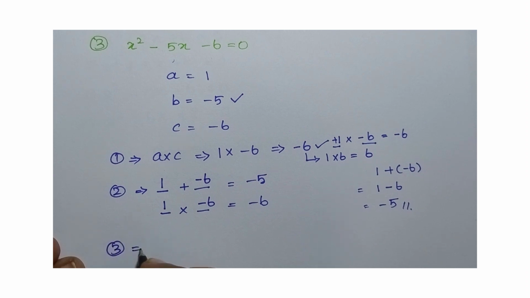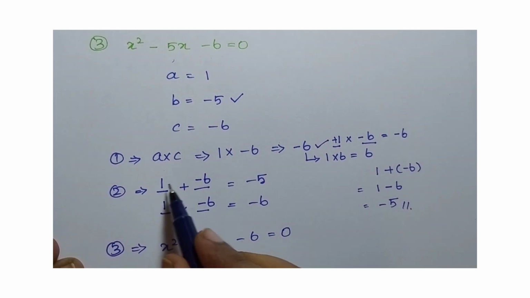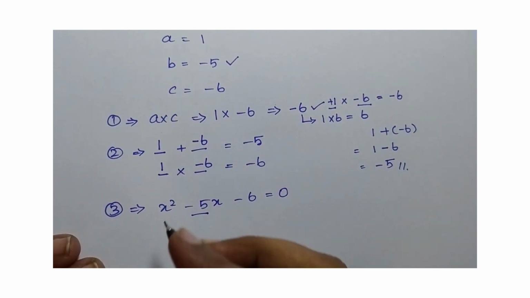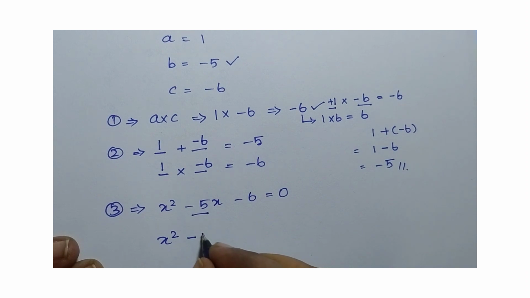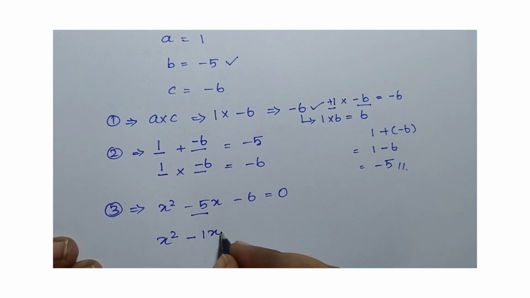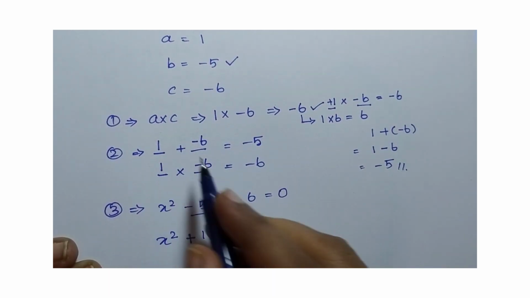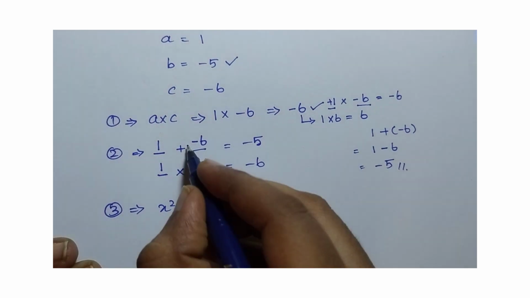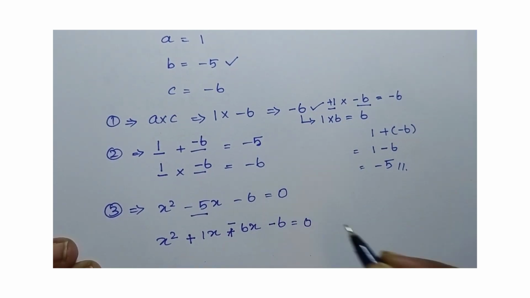So the third step is x square minus 5x minus 6 is equal to 0. Instead of minus 5, I am going to use 1 and minus 6. Therefore, x square plus 1x, then minus 6x minus 6 is equal to 0.